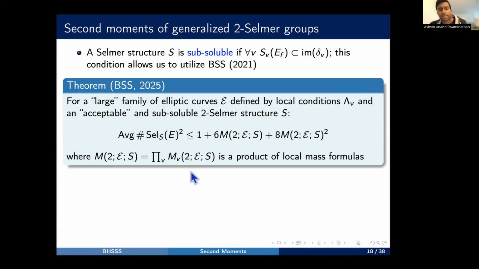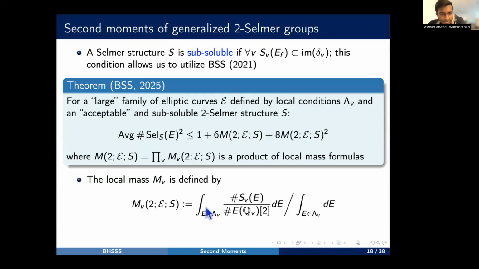the second moment of the size of the generalized Selmer group is bounded by the following formula. So it's 1 plus 6m plus 8m squared. And m is a mass formula. It's a product of local masses. The local mass at a place v is an integral over elliptic curves over the completion at v. And what we're integrating is the size of the group S_v(E) divided by the size of the 2-torsion of E. Okay. So these are the local masses. You multiply them together, and then you get m, and then that gives you this bound 1 plus 6m plus 8m squared for the second moment of the generalized 2-Selmer group.